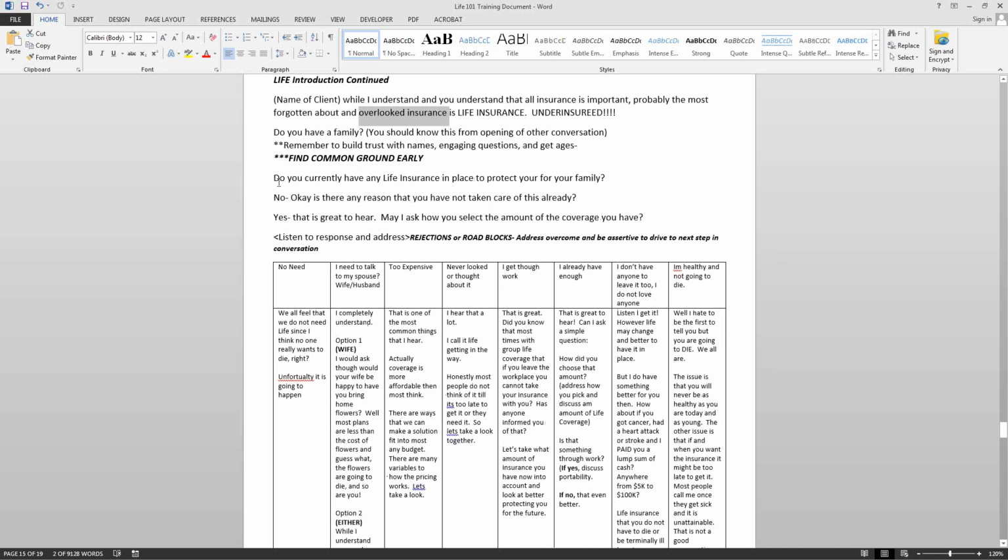Continue to find that common ground and then just simply ask them a question of, hey, if you're a family, maybe you didn't identify that now, do you currently have any life insurance to protect your family? It's a very basic, simple yes or no question, both of which give you an opportunity to transition into additional conversation pieces. So a yes or a no, neither of them are bad.